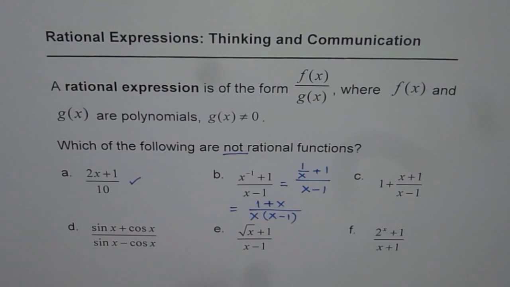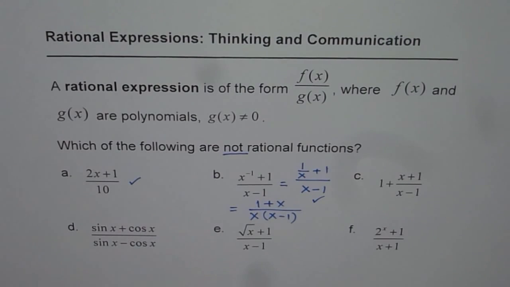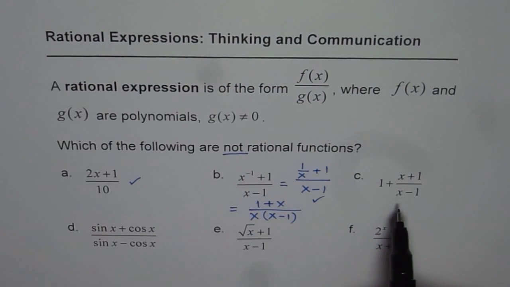Now 1 plus x is a polynomial. x times x minus 1 is also a polynomial, correct? Therefore, this is a rational expression, right? So this one is also a rational expression. So my suggestion is you need to simplify at times to check whether the given expression is a rational expression or not, right? Next one is 1 plus x plus 1 over x minus 1.